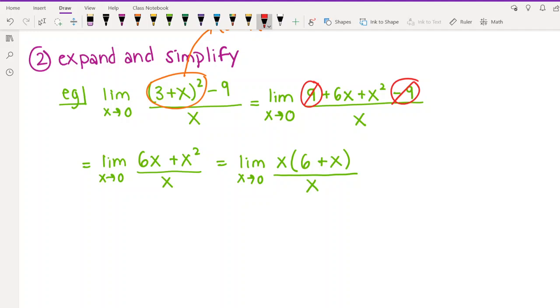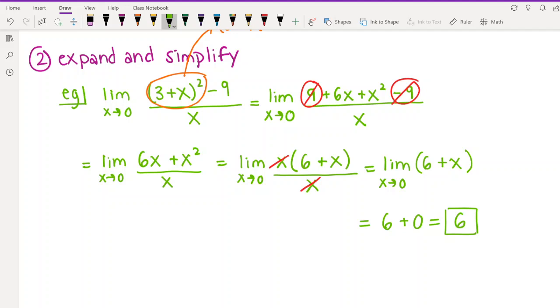So here, because we could factor x out from both terms in the numerator, we can see, oh, okay, that is a common factor and we can cancel it. And so now we're left with the limit as x approaches 0 of 6 plus x. And now we can just plug in 0, right? Because now there's no issue with plugging in 0. And so we get 6 plus 0, which is equal to 6.